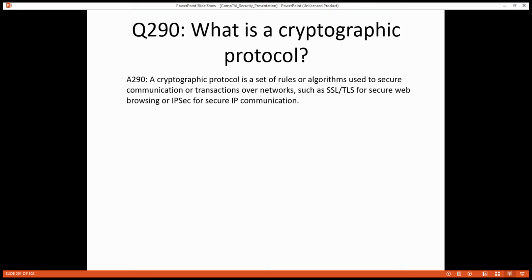Q290. What is a cryptographic protocol? A290. A cryptographic protocol is a set of rules or algorithms used to secure communication or transactions over networks, such as SSL/TLS for secure web browsing or IPsec for secure IP communication.